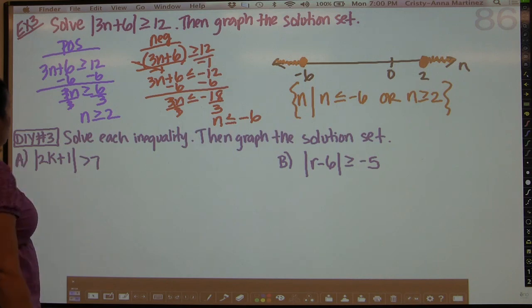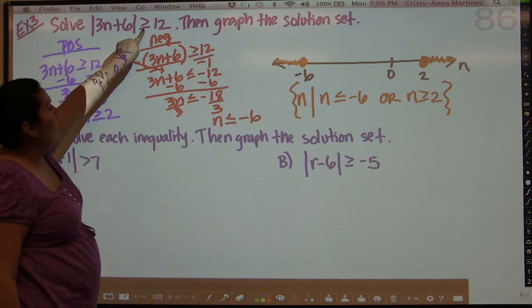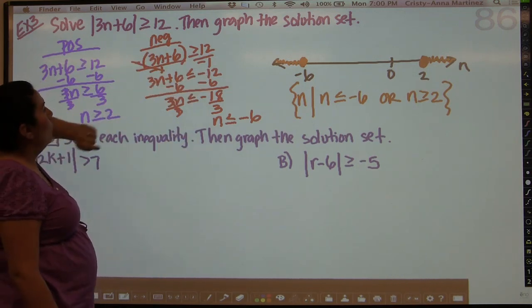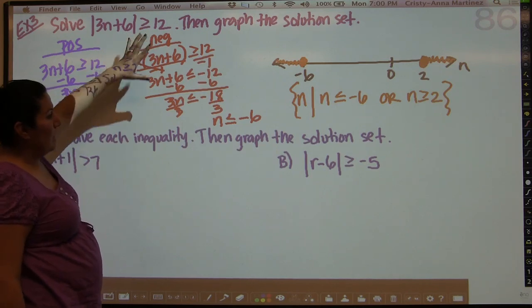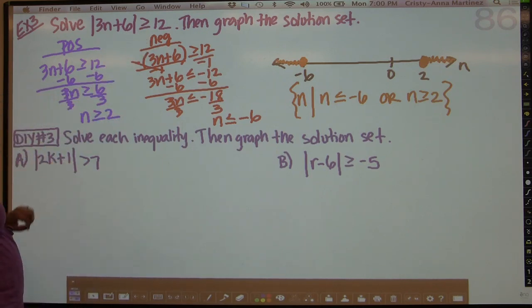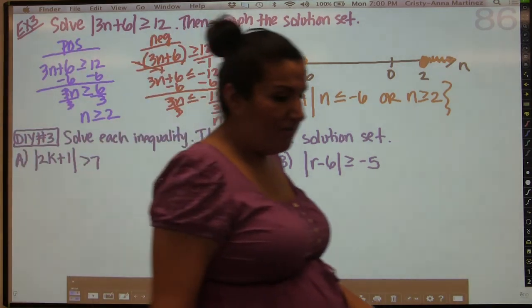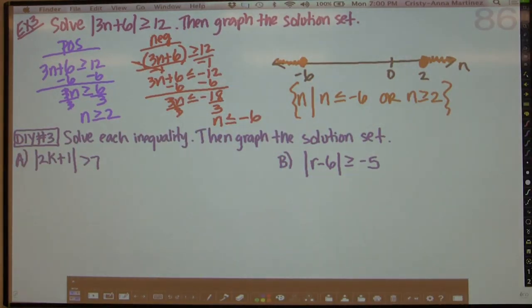And there you go. So again, when you have absolute value with the greater than symbol, it's going to be an or. When you have absolute value with the less than symbol, it's going to be an and. So now you have 2 more to solve. Once you have completed these examples, then you will have completed your notes for this lesson, and I will see you in class, and thank you for watching.